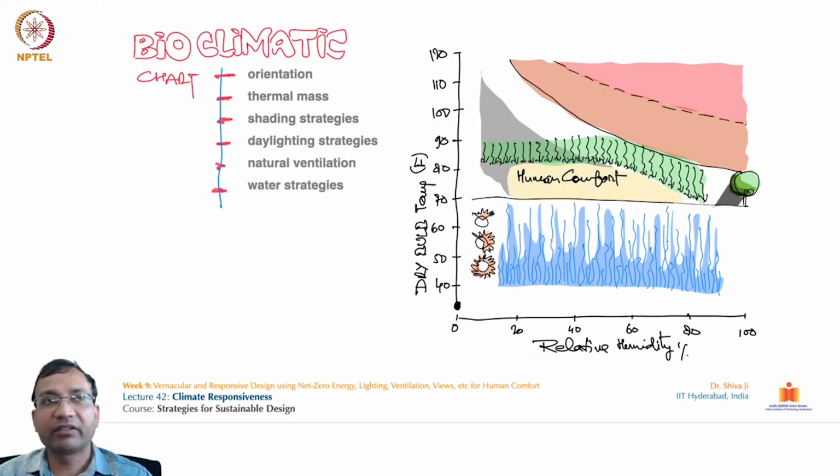Further, there could be several responsive strategies for climate responsiveness in an overall sense. That could be depending upon the orientation, what we had discussed earlier, thermal mass based on the properties of the material, shading strategies, daylighting strategies, natural ventilation, and water strategies, how water can be utilized in creating ambient temperature inside the living quarters.